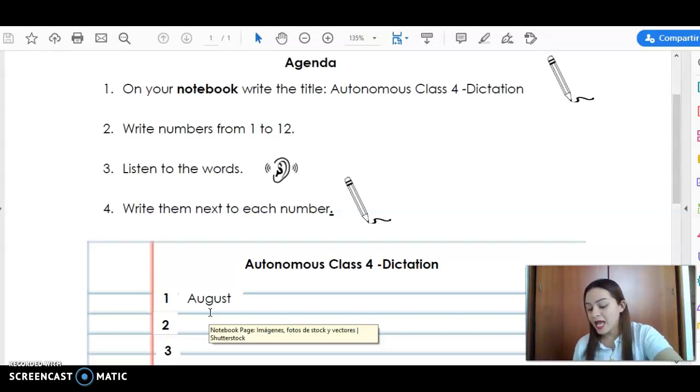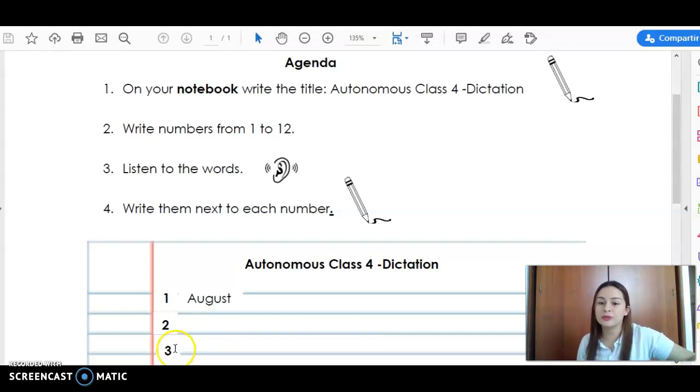Ready? S, E, T, E, B, E. Again, faster. E, M, B, R. September. Great job. Number 3.